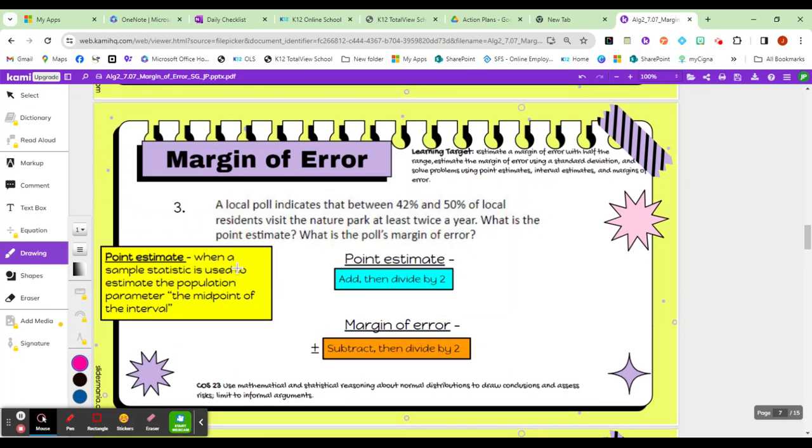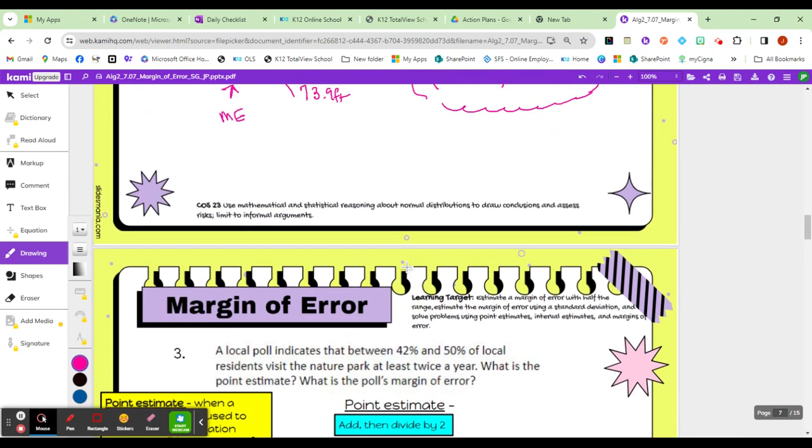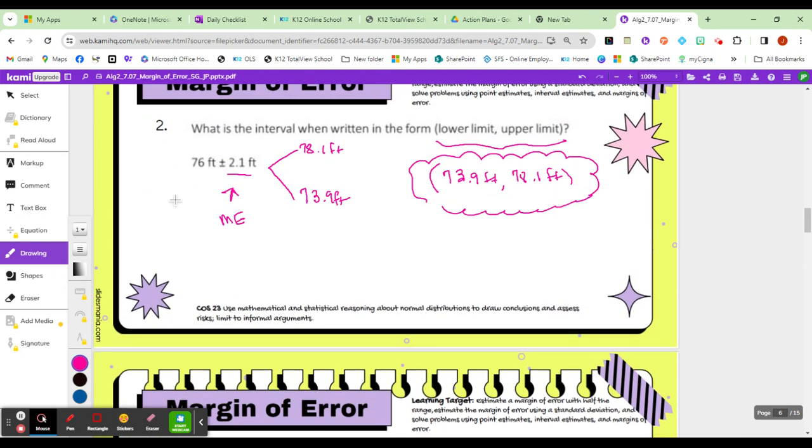In our next example, we're going to look at point estimate and margin. Just to give you an example of point estimate, I'm going to go back to number 2. 76 is the point estimate in this problem. 76 would be the number right in the middle, between 78.1 and 73.9. That's what we call our point estimate.